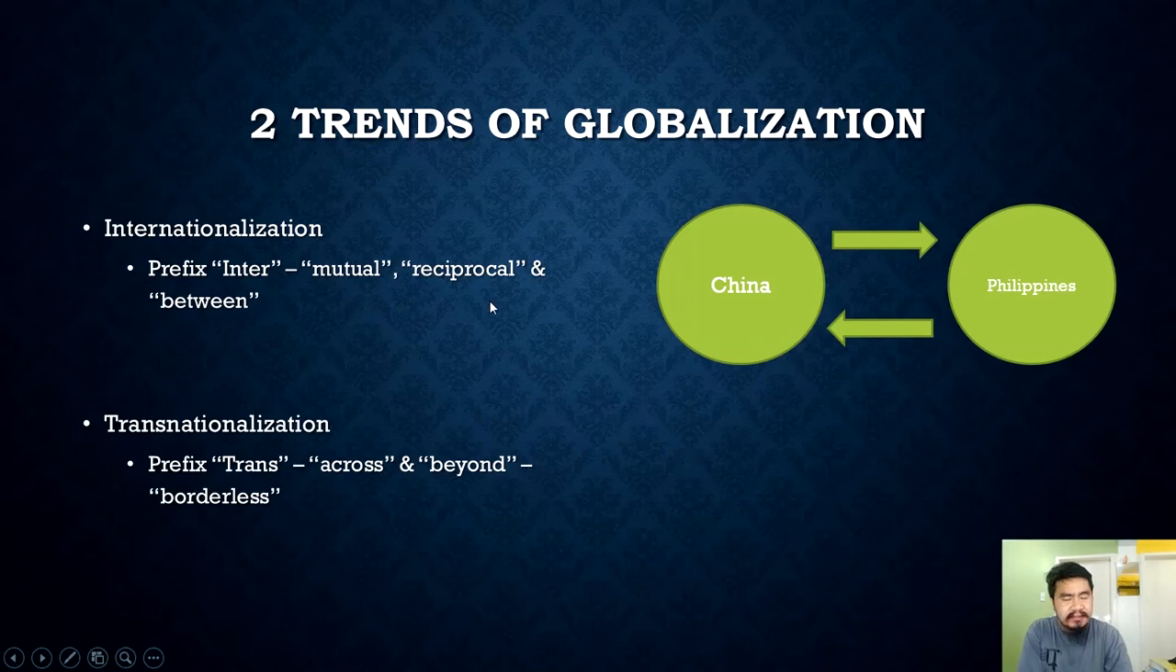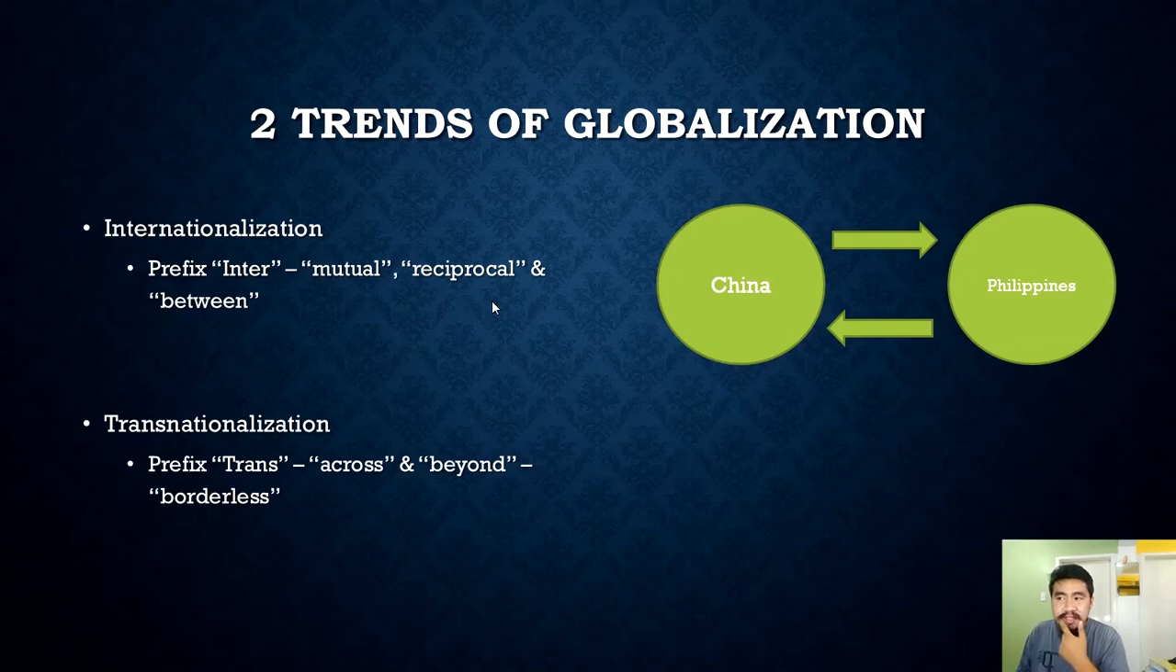Pag sinasabi natin reciprocity, give and take. So, pag sinapak ka, sapakin mo din. Pag hinalikan ka, sapakin mo din, di ba? So, give and take. So, ganun yung notion, no? Mutual. So, there should be a mutual. So, both parties would now gain benefit with one another or in between.